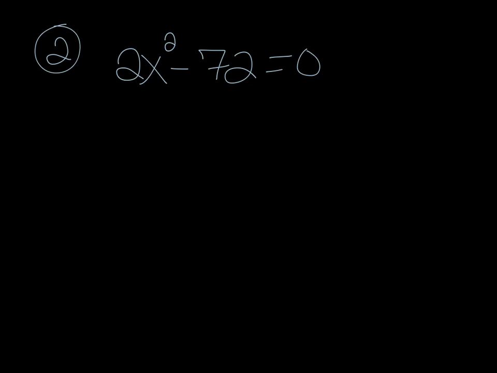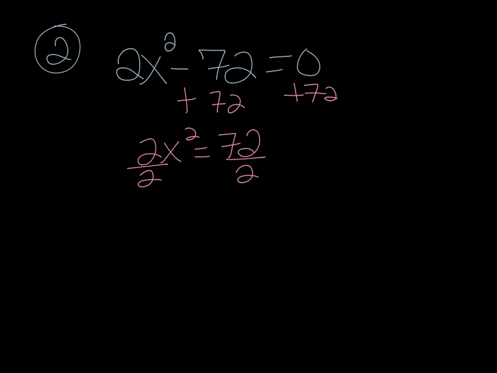This can be isolated because there's no other x term. These are just numbers. So we can get this by itself, and that's going to be my first step. So I'm adding 72, and I get 2x squared is equal to 72. And then I want to get x squared totally by itself before taking the square root, so divide. So x squared is equal to 36.